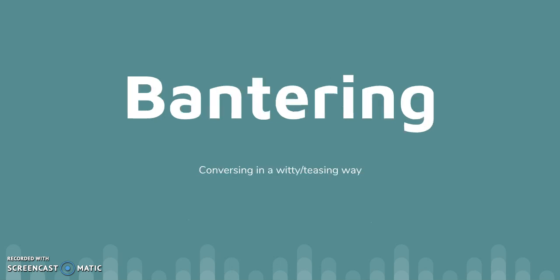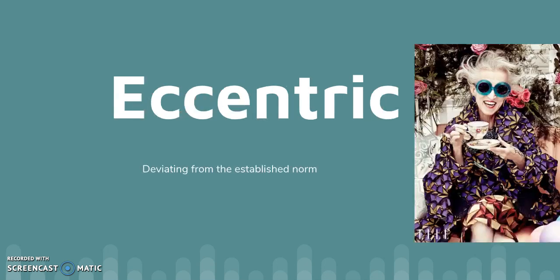The next tone is bantering. Bantering is sort of like a platonic flirting. It's, you're having a conversation with someone, joking back and forth, you're being very witty or teasing, and the conversation is flowing really casually and easily. The next one is eccentric, and I really like this picture of this grandma because she does not look like your stereotypical grandma, and that's exactly what eccentric means. If you are an eccentric, you are deviating from the established norm, and you're doing things your own way instead of how other people expect you to do them.